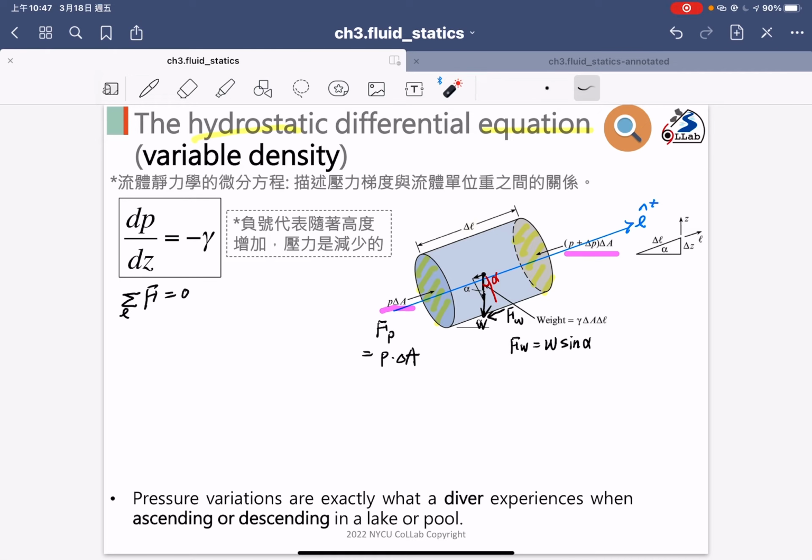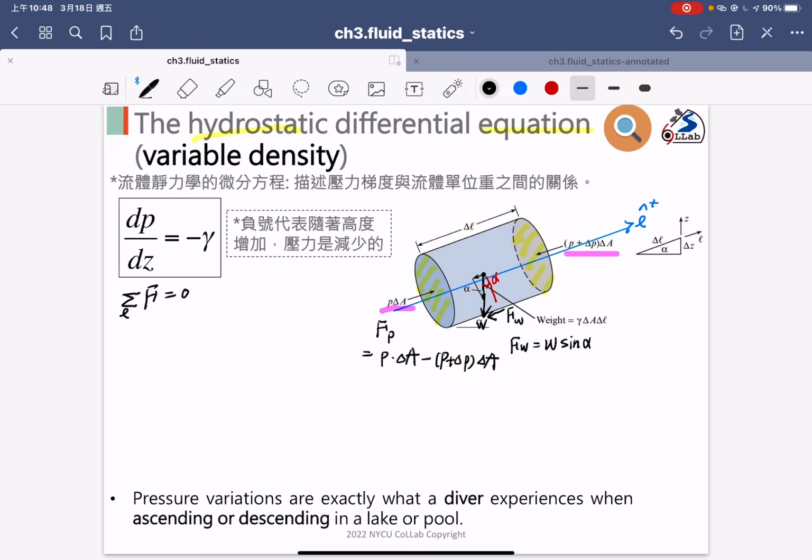And if you focus on another force in here, it should be the minus (P plus delta P) multiplied by delta A. Delta A is the cross-section area. But why do we use the delta P here? Because the flow already moved, so that indicates there is some pressure difference. So I use the delta P in here.